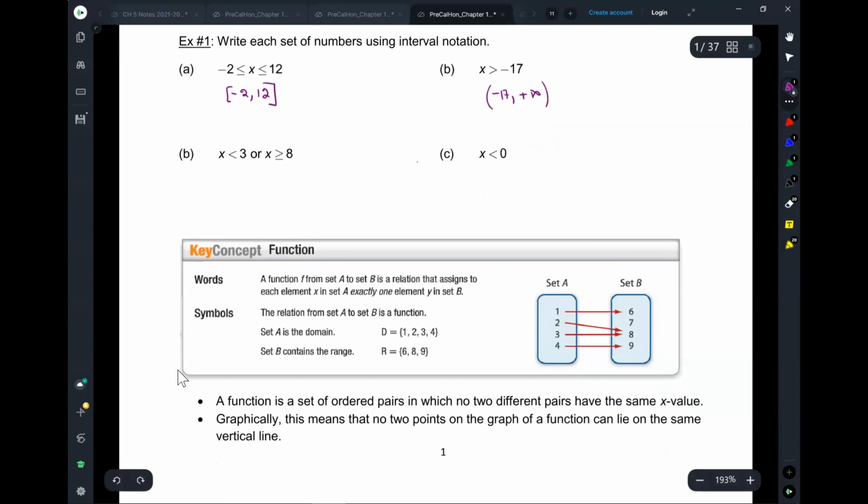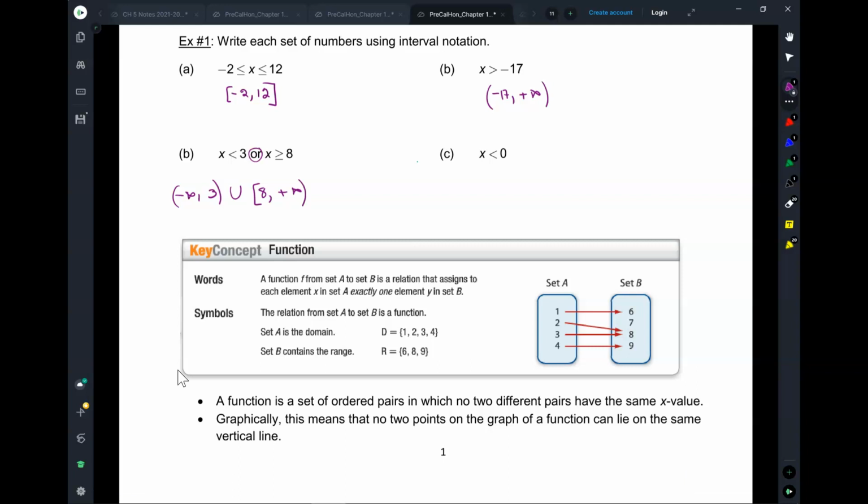Here I have x is less than 3. So it's all the numbers from negative infinity to 3. And these both are open parentheses. We say it's an open interval. Or, right, when you have the word or, it translates to this capital, curved U. X is greater than or equal to 8. That's all the numbers starting at 8 and going to positive infinity, but like this. Okay?